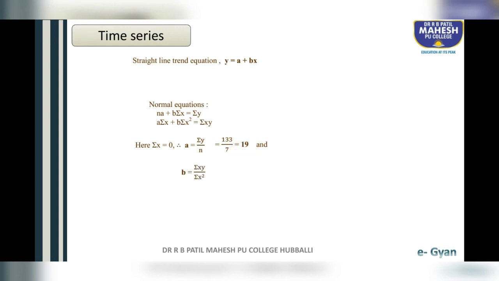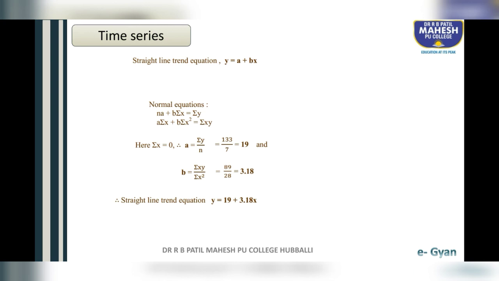And similarly, the formula for b is summation xy divided by summation x square. Now we substitute the values, students. Summation xy total is 89 and summation x square is 28. 89 divided by 28 is 3.18, so the value of b is 3.18. These are the values of a and b. Write these values in the trend equation. Therefore, the straight line trend equation is y is equal to a plus bx: a value is 19, plus b value 3.18 into x. So this is the example.